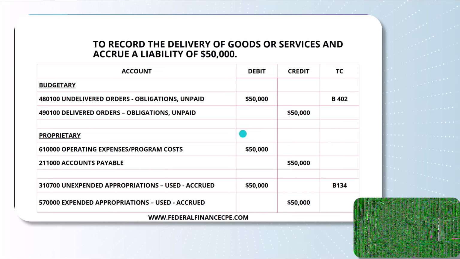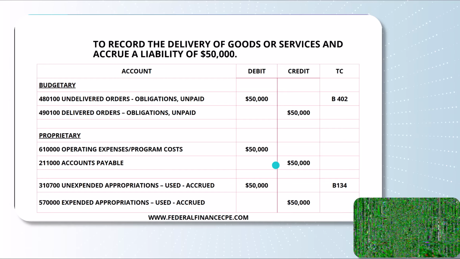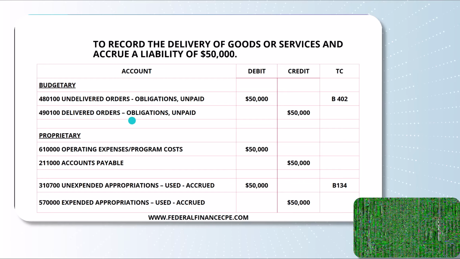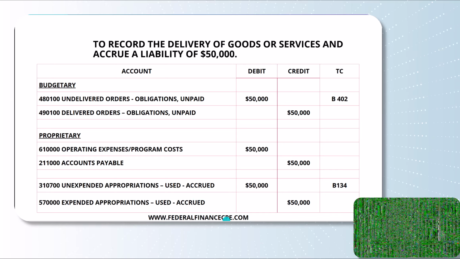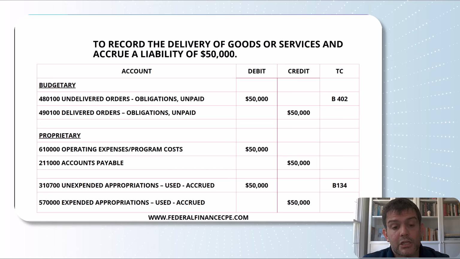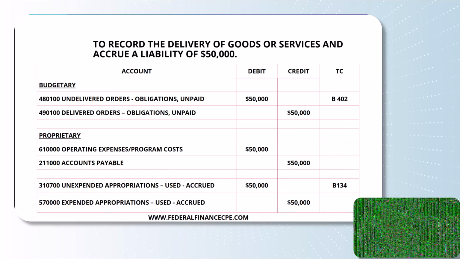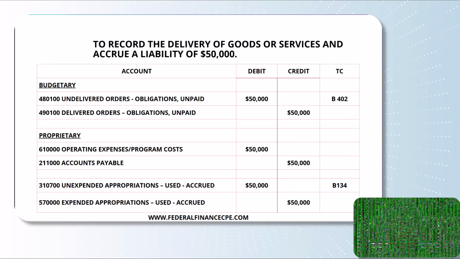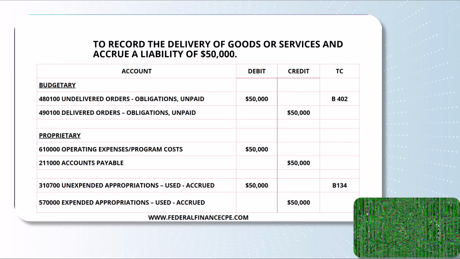Now, since we received those goods or services, we want to record our expense right here, $50K, and we want to record our payables account. Remember, we haven't paid it yet. So obligations delivered, unpaid. Makes sense. And then also now we need to record our 3107, our unexpended appropriations used, accrued, and record our 5700, expended appropriations used, accrued. And that's with B134. It's important to know, as you see here, there are two transaction codes. Not every economic event is its own transaction code. Some need multiple, and it's going to be noted in the USSGL.